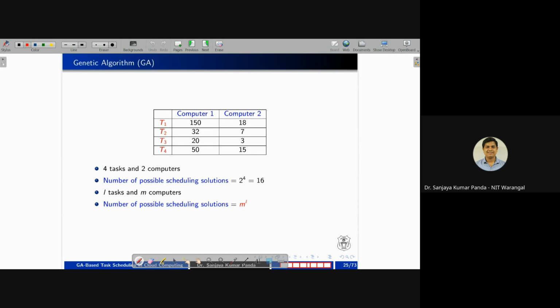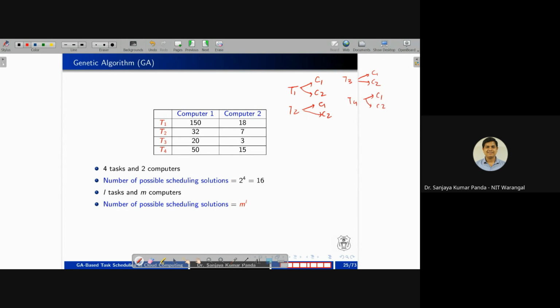So if you go for all possible scheduling solutions, that means T1 can be assigned to, let me represent computer 1 by C1 and computer 2 by C2. Similarly, T2 can be assigned to either C1 or C2. T3 can be assigned to C1 or C2. T4 can be assigned to C1 or C2. So these are the possibilities.